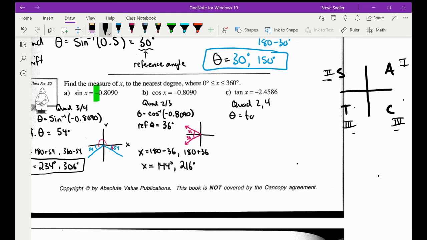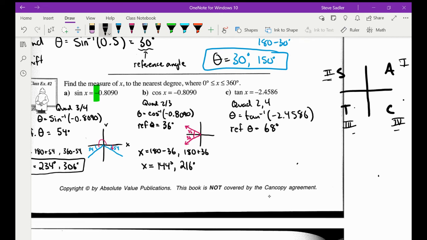So we're looking to find the reference angle. So we are going to inverse tan to get 68 degrees. That's our reference angle. Sorry, I'll write reference angle there. There we go. Reference angle is 68 degrees.